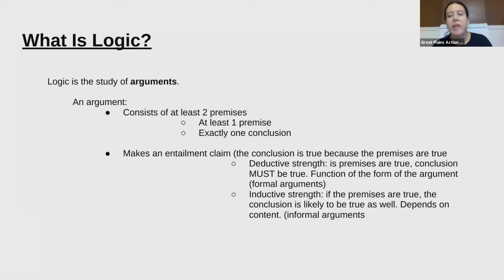A weaker claim that actually is kind of most everyday arguments is that if the premises are true, the conclusion is likely to be true as well. And that has to do with the content of the premises. And those we consider informal arguments. All right.